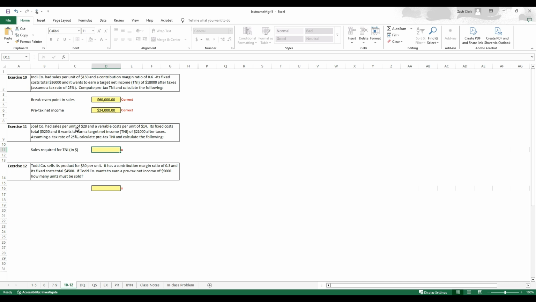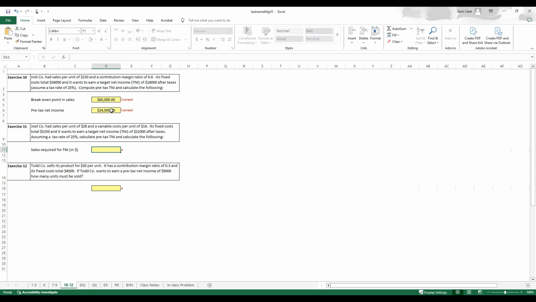Okay, Joel Company had sales per unit of $28, variable cost per unit of $14, fixed costs of $5,250, and it wants to earn a target net income of $21,000 after taxes. Assuming a tax rate of 25%, calculate pre-tax net income, and then calculate the sales required. So this is kind of what I was talking about above.